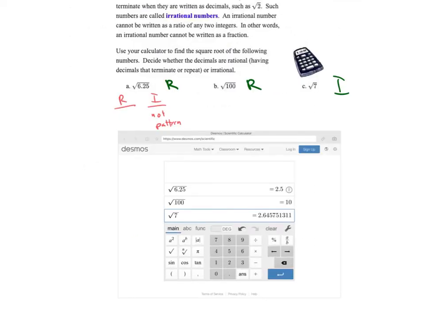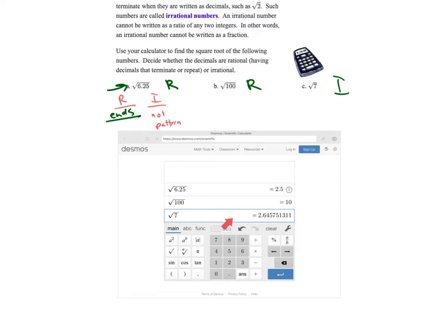All right, on our first one, which is the square root of 6.25, when I plug that in with decimals, I see that it's the decimal 2.5. Well, 2.5 ends, so if the number ends, then it is rational. So this one is rational. Our next one, the square root of 100, that's a perfect square, so it lands at a nice whole number of 10. So again, that's a terminating decimal, so it is rational.